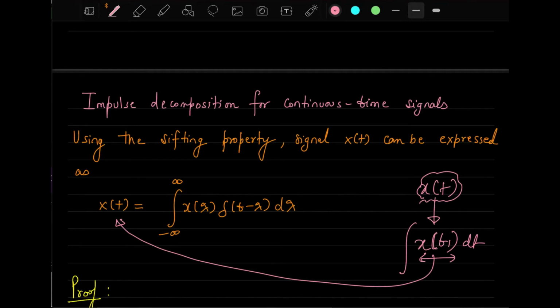Sir, you mean to say this x of lambda is actually already the integrated version and we're integrating again? No, no, no. X of lambda is the height with which this delta is scaled. It's not the integration. It's the height with which your impulse is scaled. It's an amplitude. Yes, this is the amplitude with which you are scaling the impulse function.